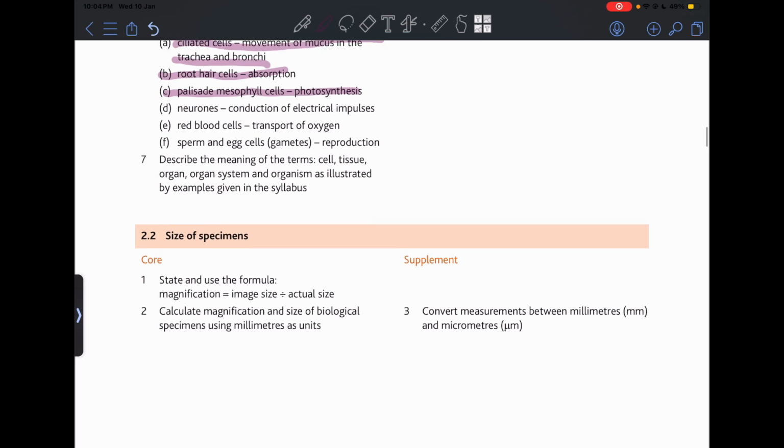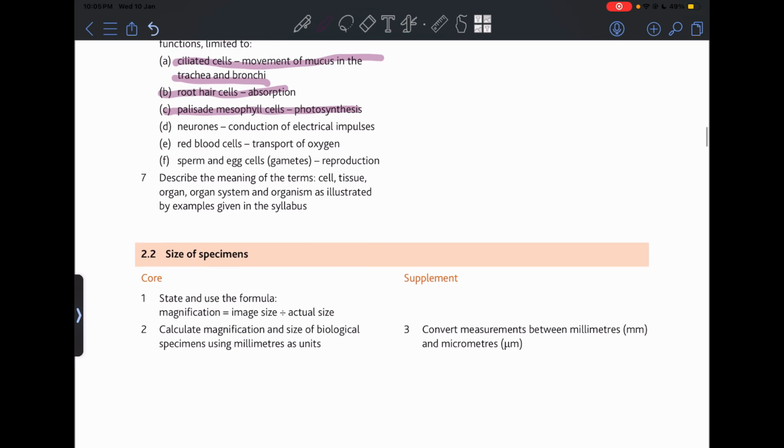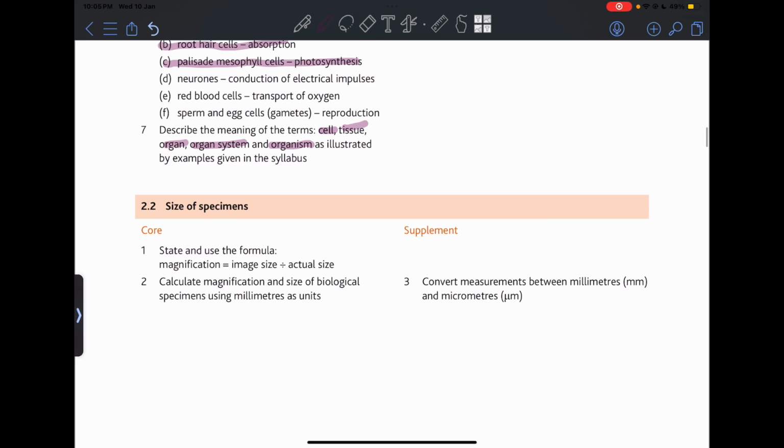So, number 7, it says describe the meaning of the terms cell, tissue, organ, system, and organism as illustrated by examples given in the syllabus. So, you have to know the definition of cell, tissue, organ, system, and organism. These are all memorization. Now, they didn't write down the definitions, but you can find them if you are studying from the book or a teacher's notes.